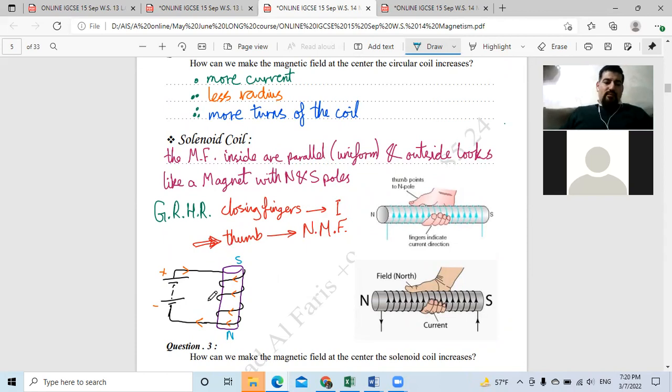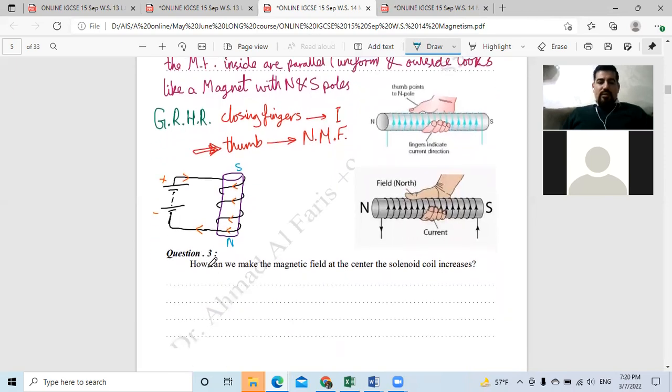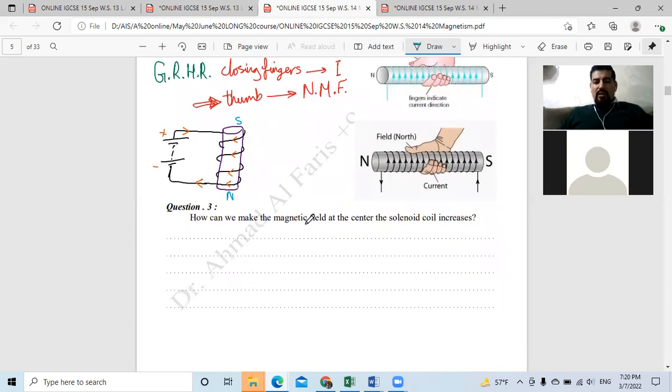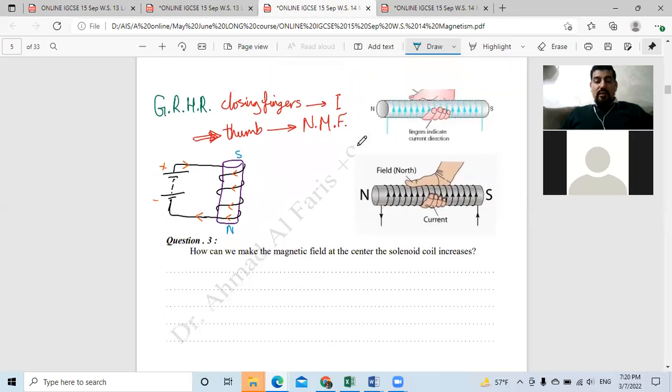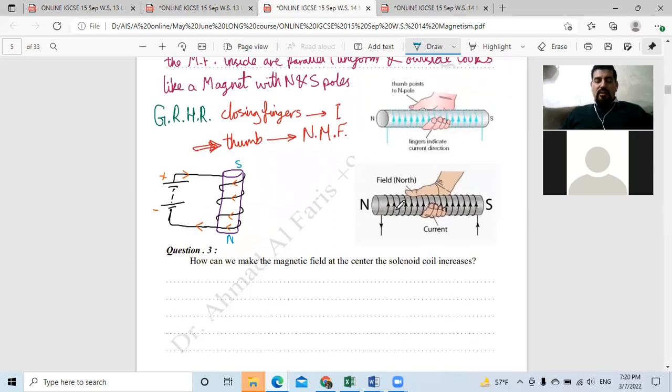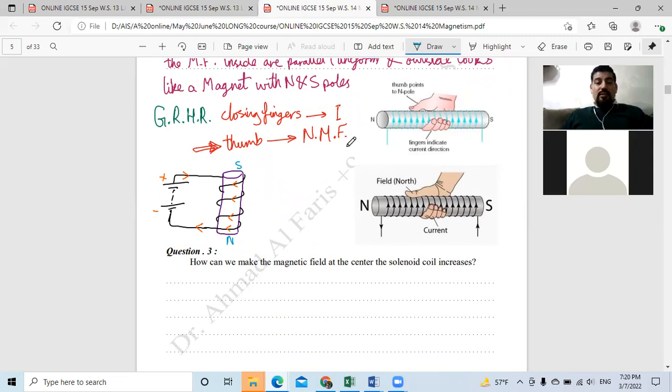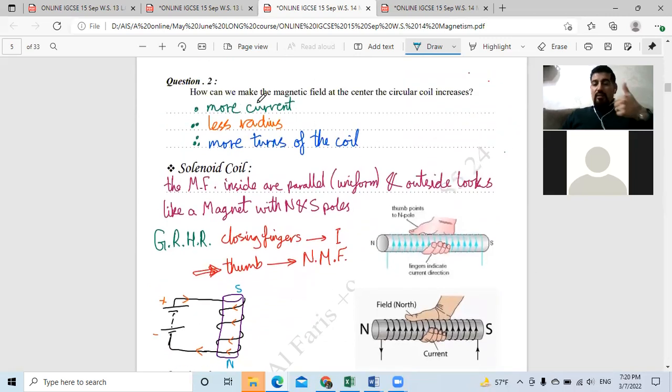Then what they said here. Question 3. How can we make the magnetic field at the center of the solenoid increase? Who can tell me how we can make a stronger magnetic field at the center of the solenoid? Yes, it's similar to the previous one. Yes, more current, less radius, more turns in the coil.